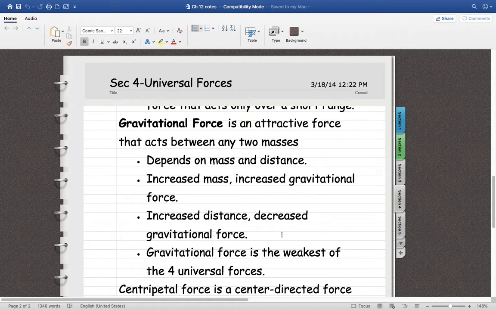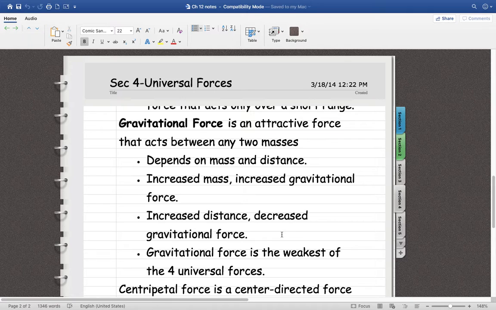This is an attractive force that acts between any 2 masses. Them being attracted depends on mass and distance. If you increase the mass, you're going to increase the gravitational force. Again, if you've got the moon and Earth, those have huge masses. If we added some mass to the moon, the gravitational force would increase. If I were to take some mass off of the moon, then the gravitational force would decrease.